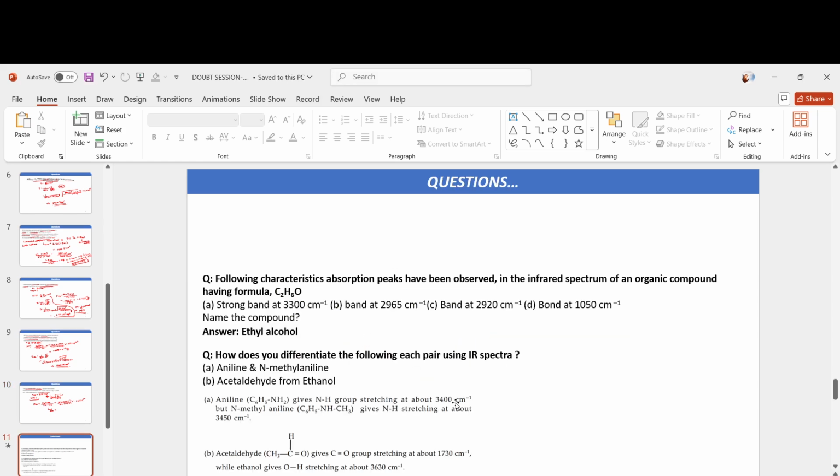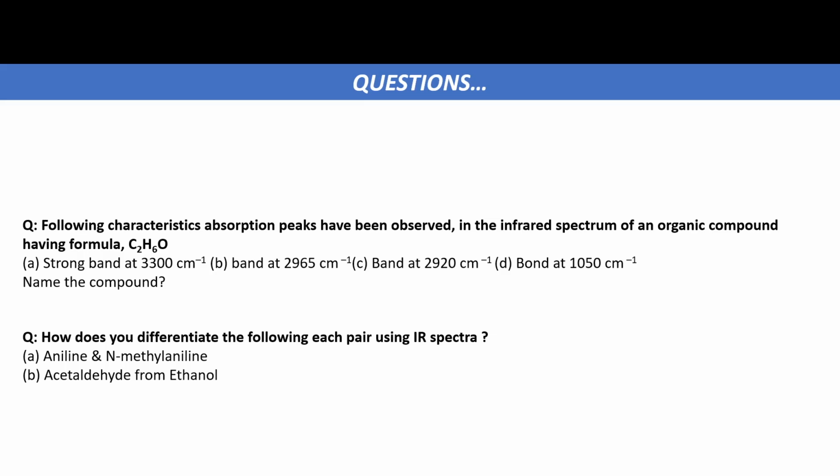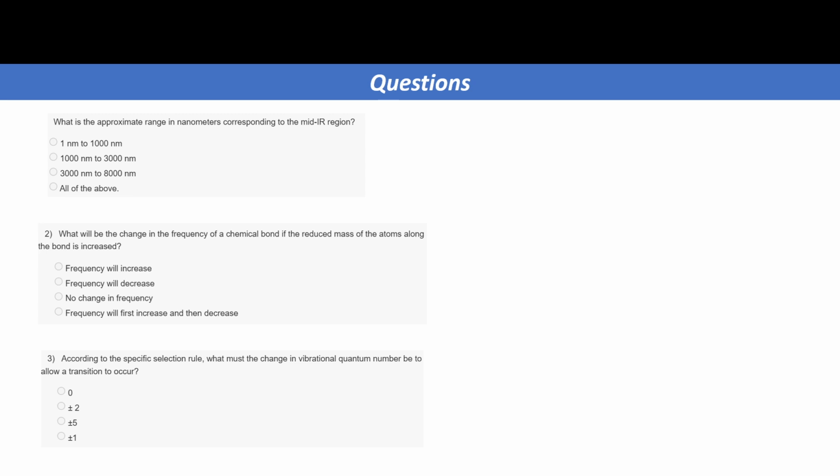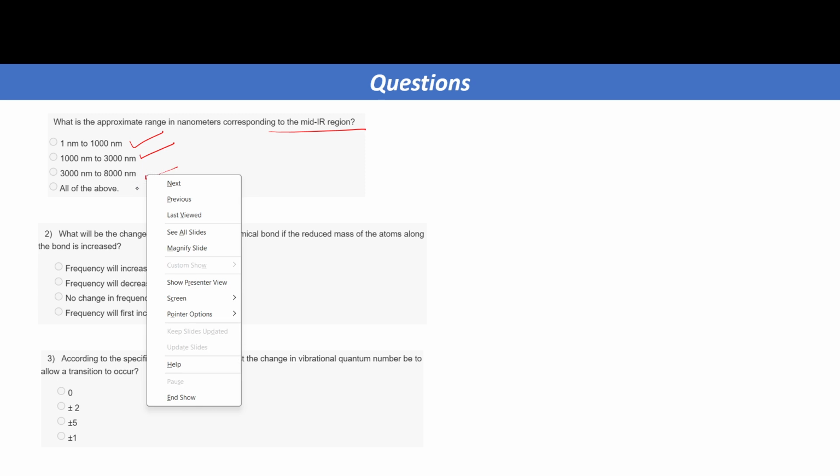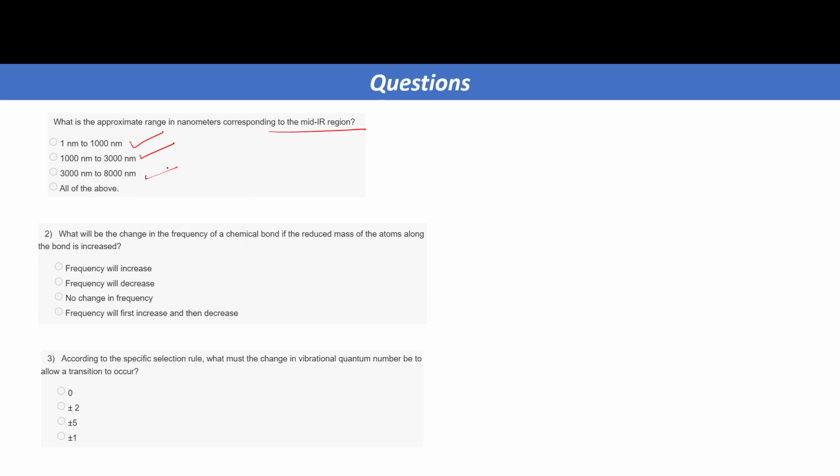So now let's solve some other questions. These were the questions that were asked in the assignment. For the first question, what is the approximate range in nanometers corresponding to the mid-IR region? 1 to 1000 nanometer, 1000 to 3000 nanometer, 3000 to 8000 nanometers, or all the above.